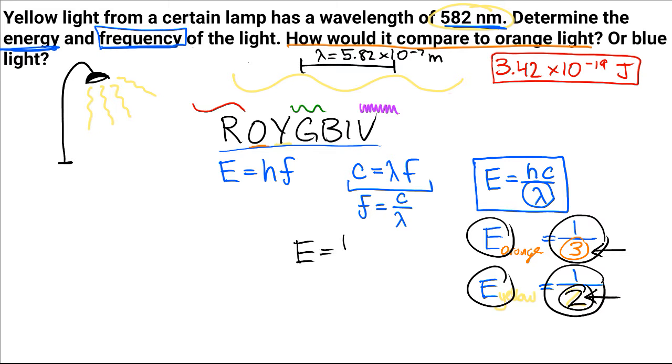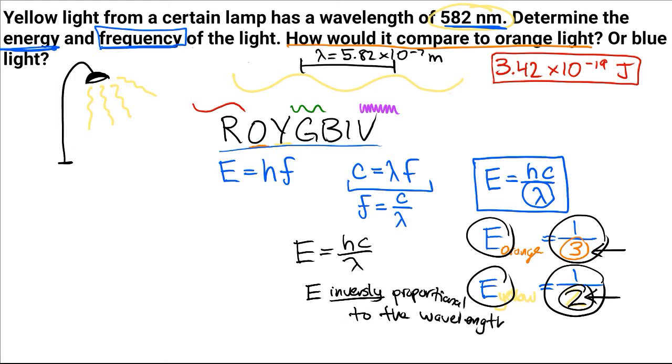Energy equals hc over lambda, which tells us that energy is inversely proportional to the wavelength, which is, of course, lambda. So as a reminder of what inversely proportional means, that means that as the value of one goes up, the other one goes down.